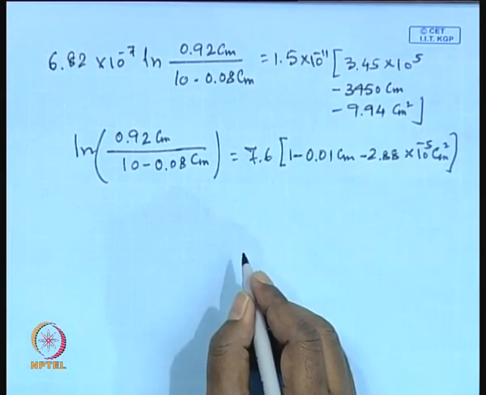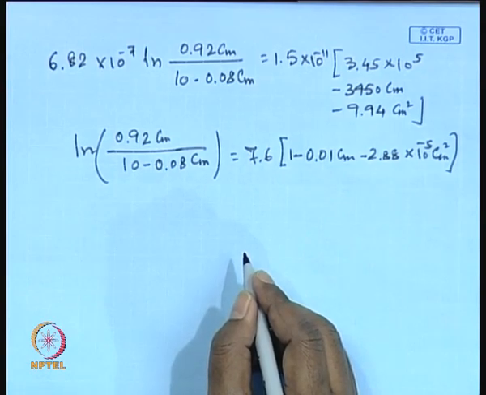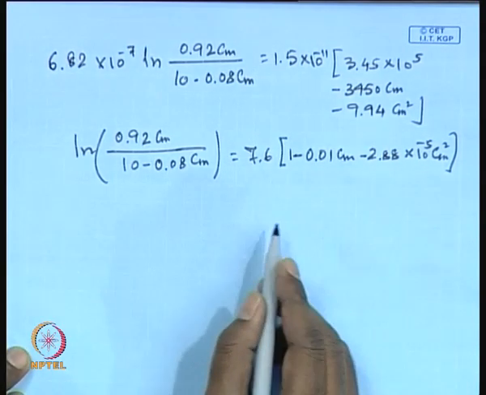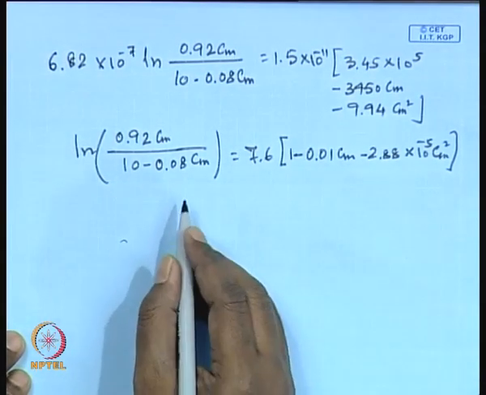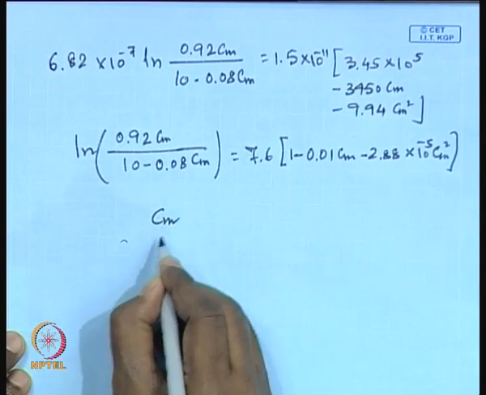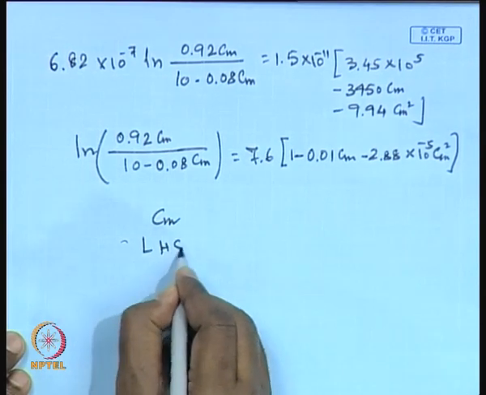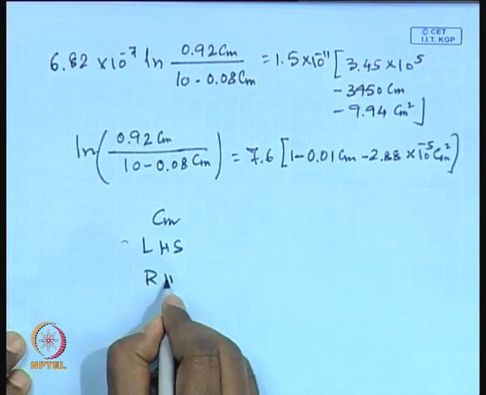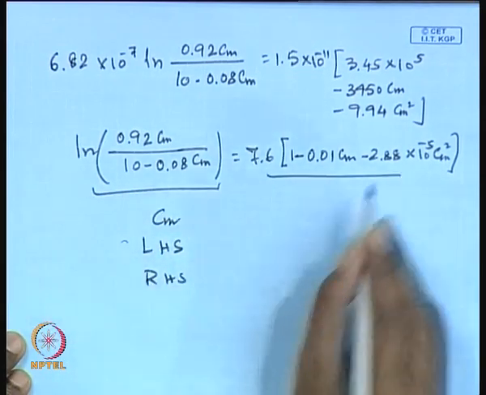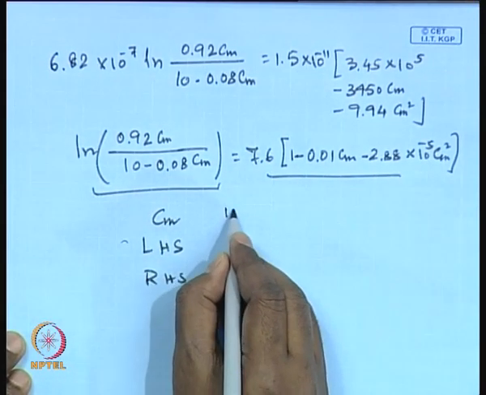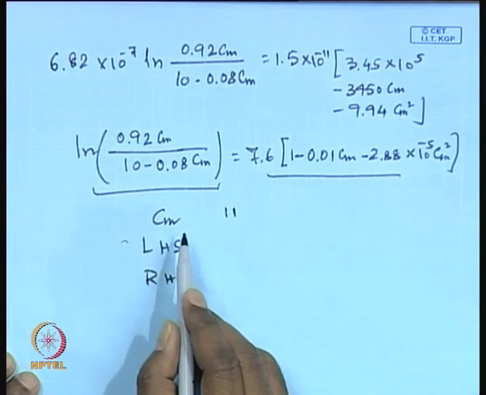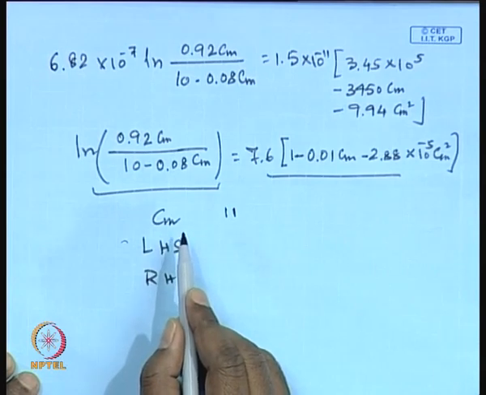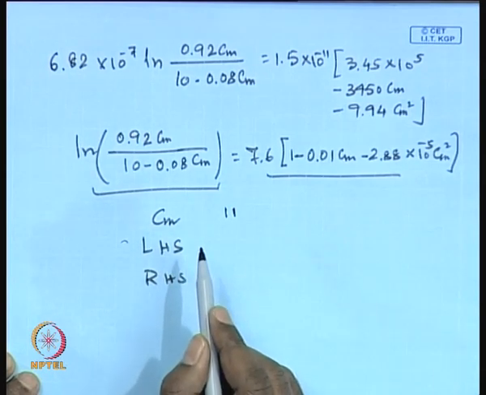Cm square. Now, you have to really do a trial and error solution to get left hand side equal to right hand side. So, you guess various values of Cm. I just give a table: Cm, left hand side, right hand side. If you guess a value of Cm of 11 kg per meter cube, and the idea is Cm should always be greater than C naught.